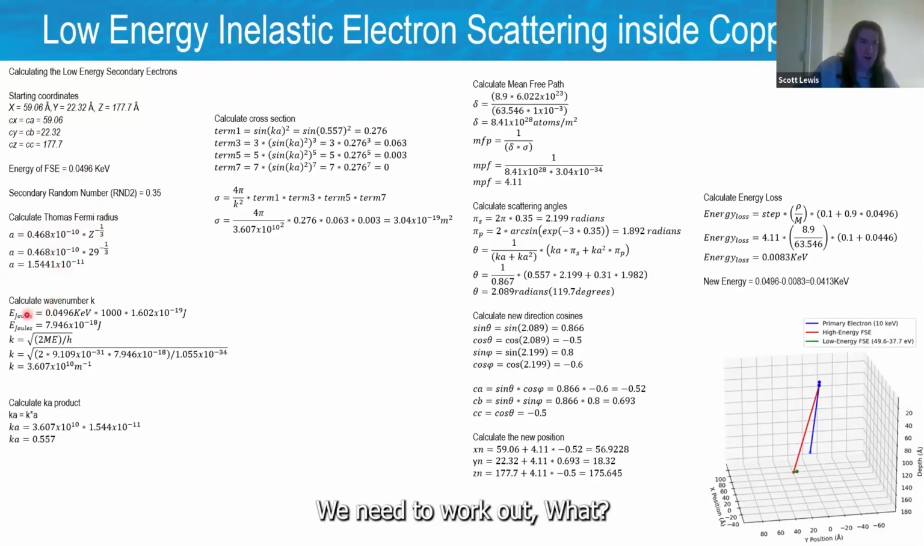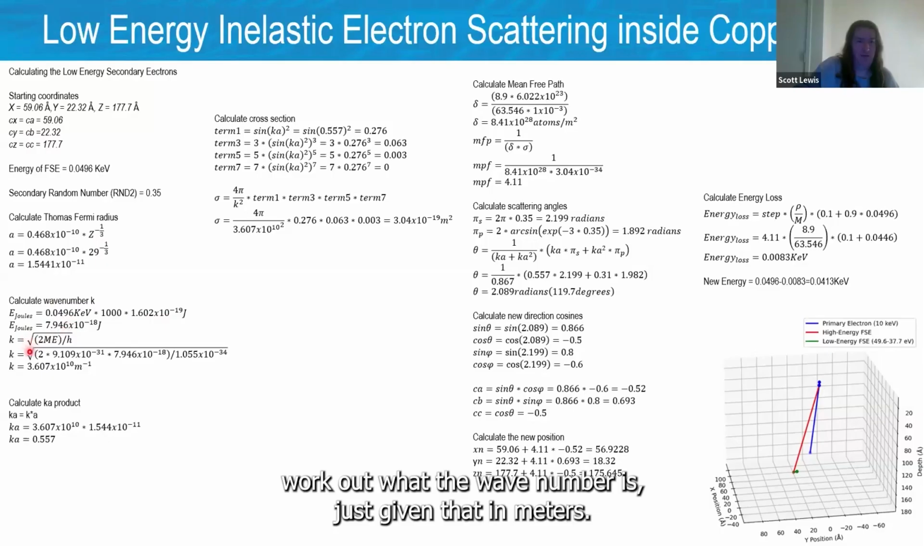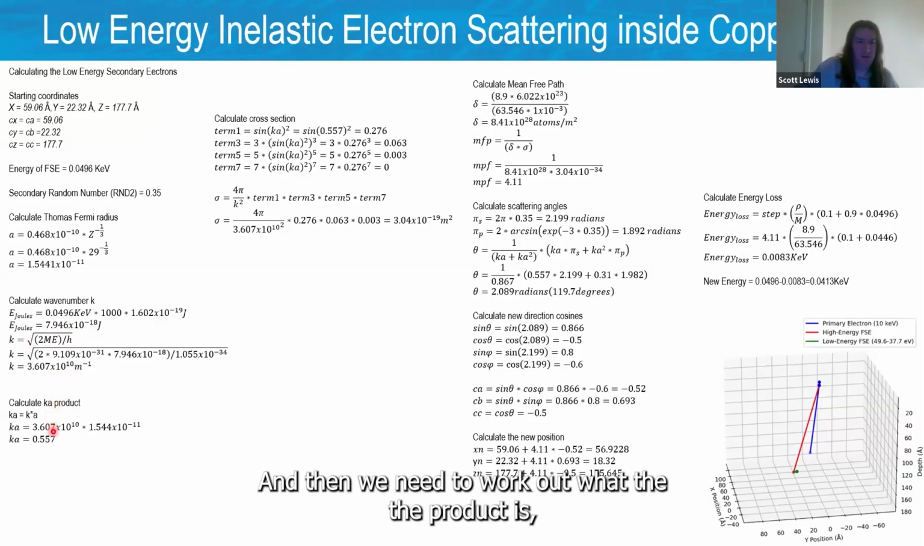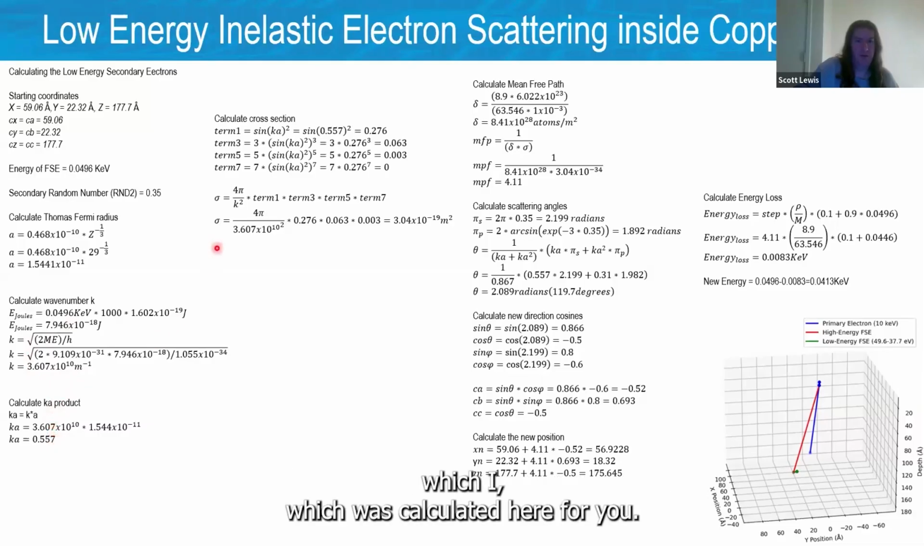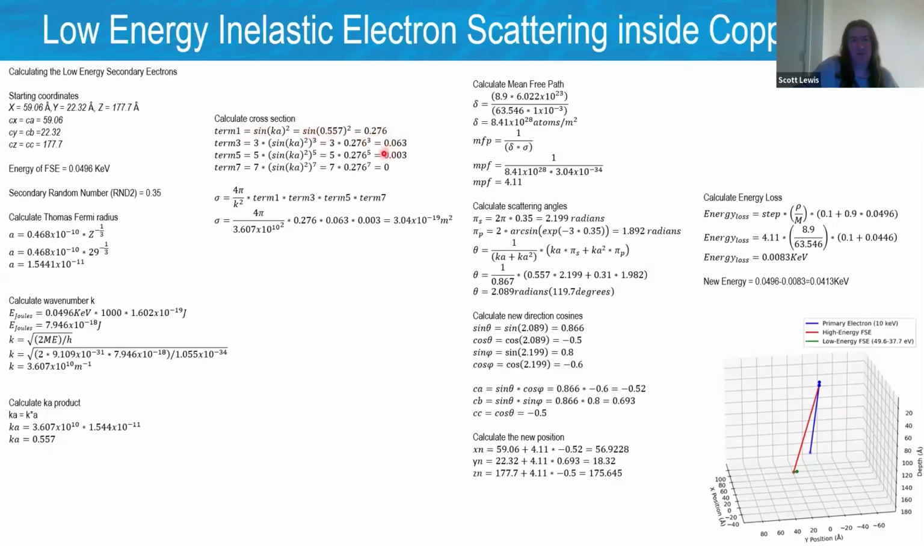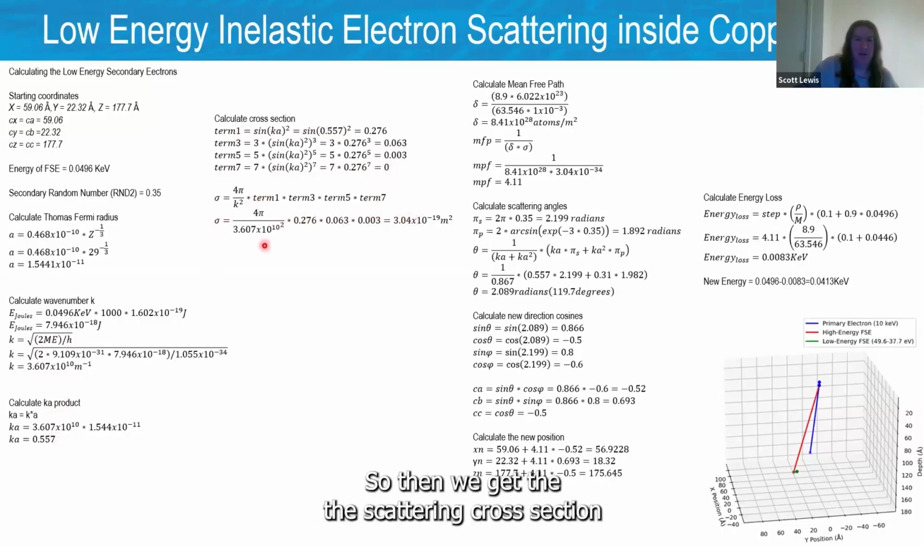We need to work out what the wave number K is, and we need to convert things in from joules. Work out what the wave number is, and we're given that in meters, and then we need to work out what the product is, which I've calculated here for you. We need to collect these terms together to calculate the cross section. I've basically done this for you, and of course, for 7 we don't get any. So then we just do this, and we get the scattering cross section, which as you can see is a lot smaller.